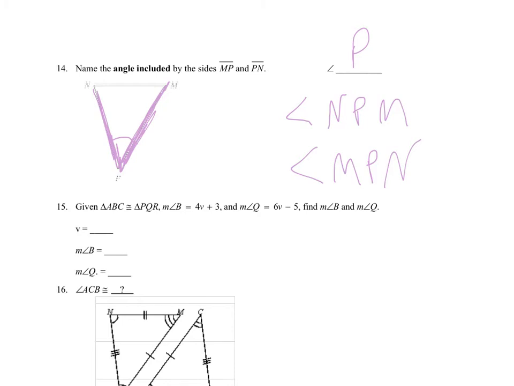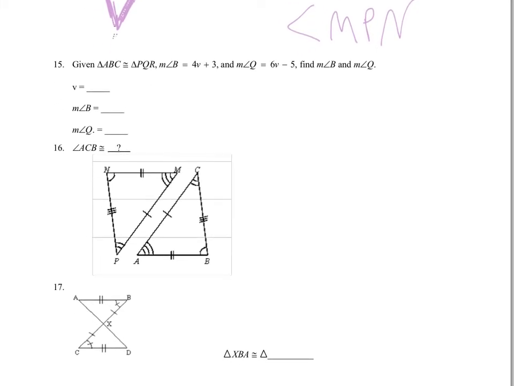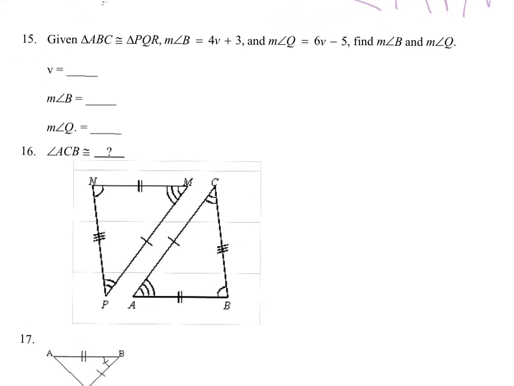All right, 15. Very similar to one we did before dealing with segments, but this time we're dealing with angles. Look at angle B and angle Q. They are the second letter in the triangles, which makes them both congruent. So I can say that 4V plus 3 equals 6V minus 5. Solve for V.